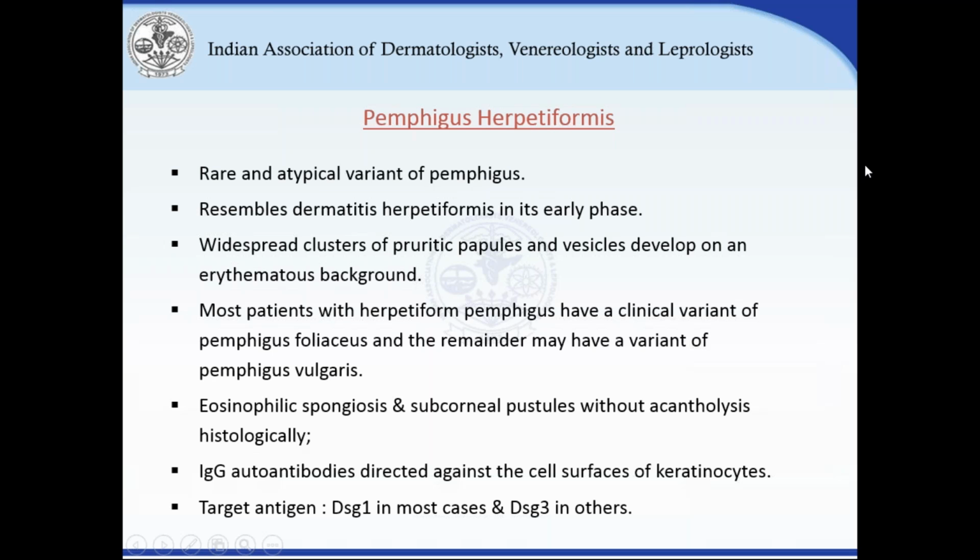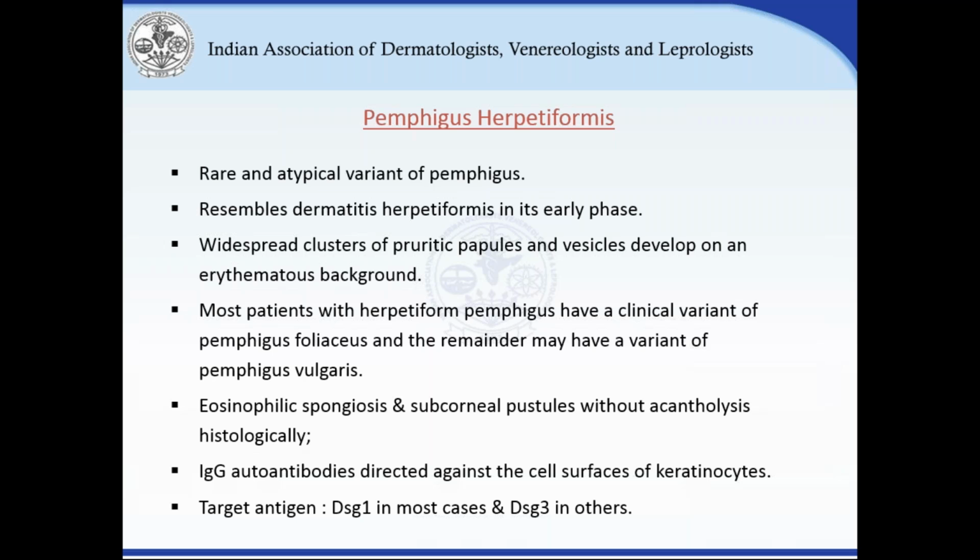Pemphigus herpetiformis is a rare and atypical variant of pemphigus. I'm not sure whether you people need to know a lot about it. So I'll just let you know, it resembles dermatitis herpetiformis, which is why the name pemphigus herpetiformis, and widespread pruritic papules and vesicles will develop on an erythematous background. Most patients have a clinical variant of pemphigus foliaceus, and the remainder may have a variant of pemphigus vulgaris. There is eosinophilic spongiosis and subcorneal pustules without acantholysis.